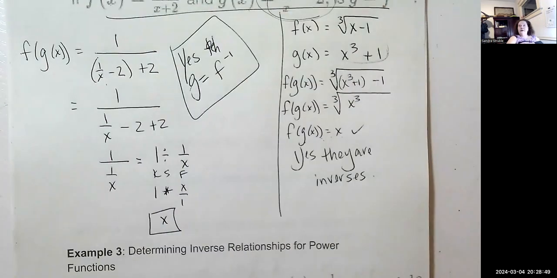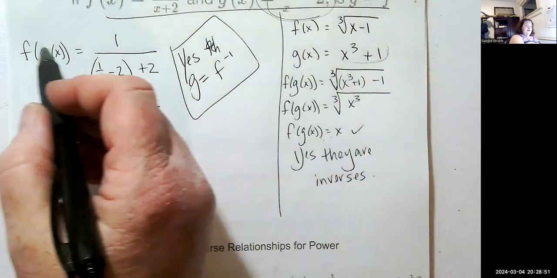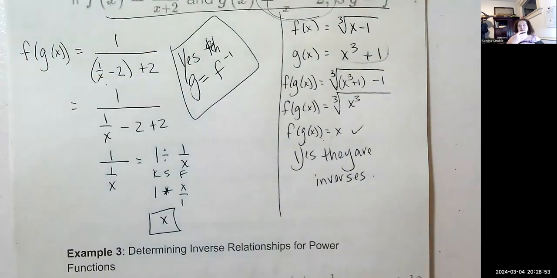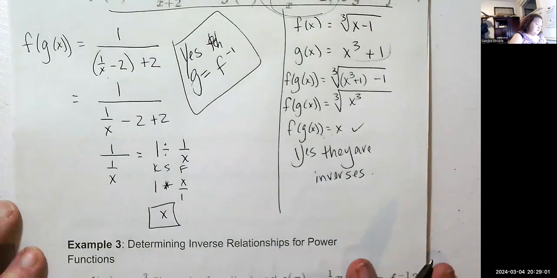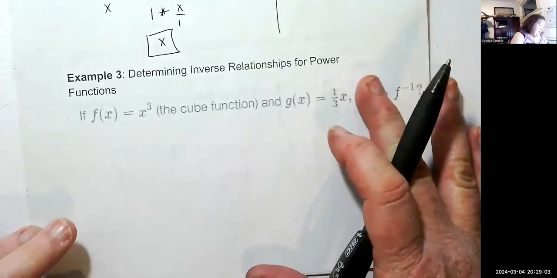And we know that because taking f of g of x gives us x. And so therefore, yes, they are inverses. If we would have gotten anything else besides x, they would not have been inverses, and the answer would have been no. Let's go to example 3.